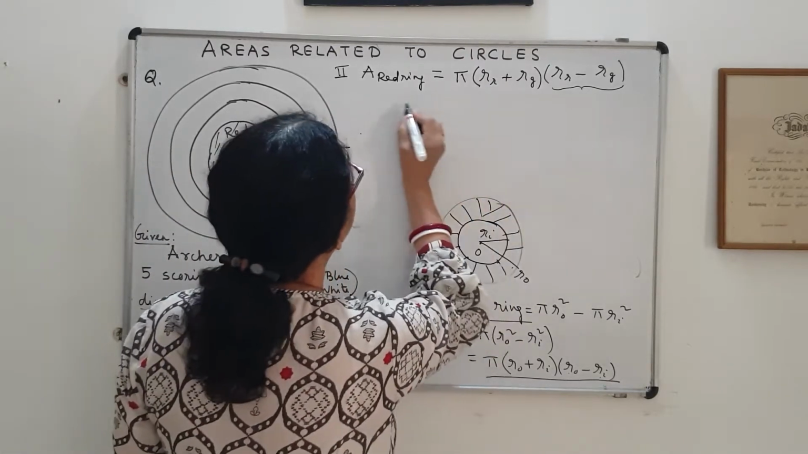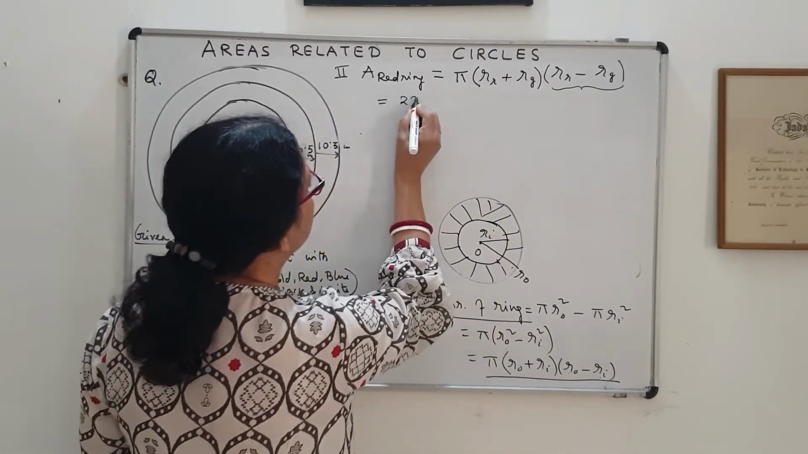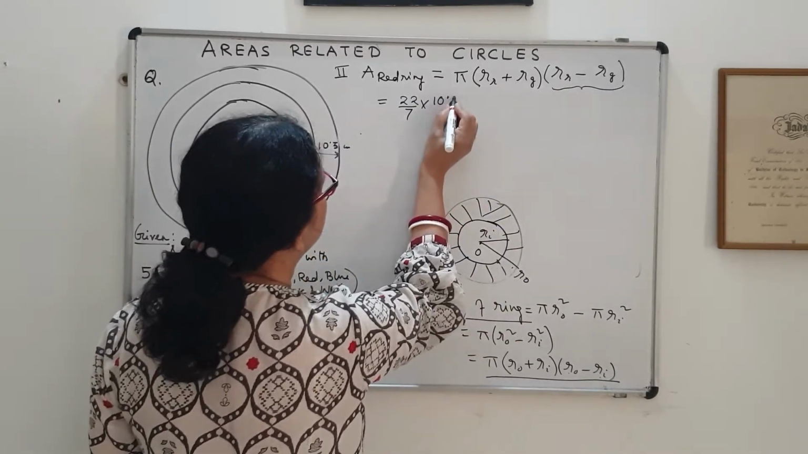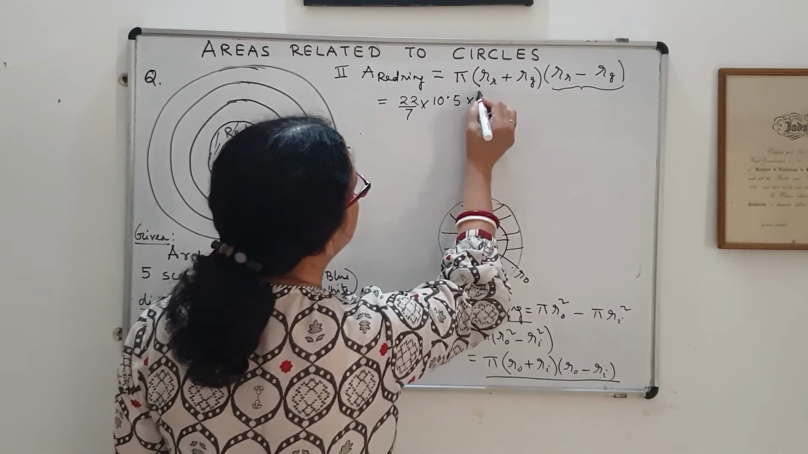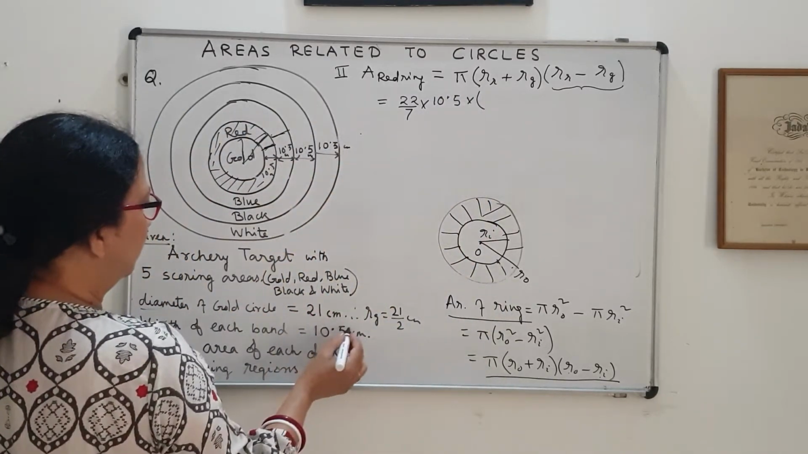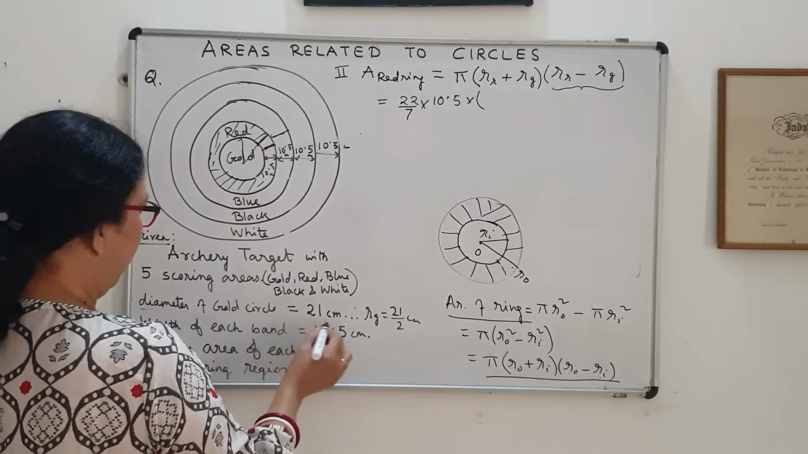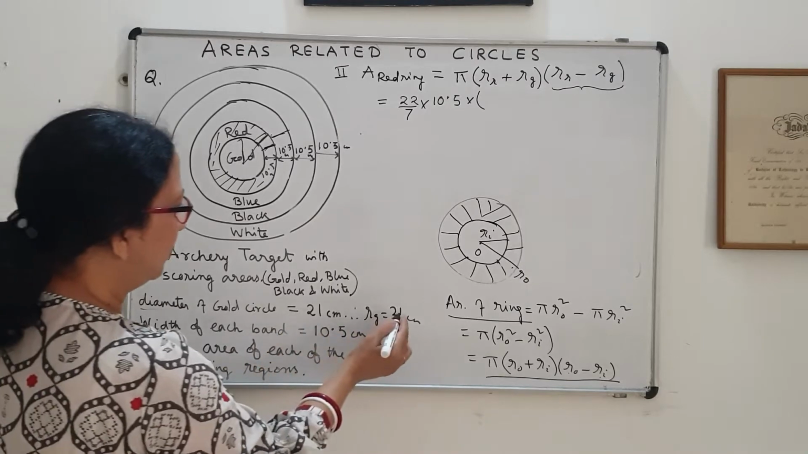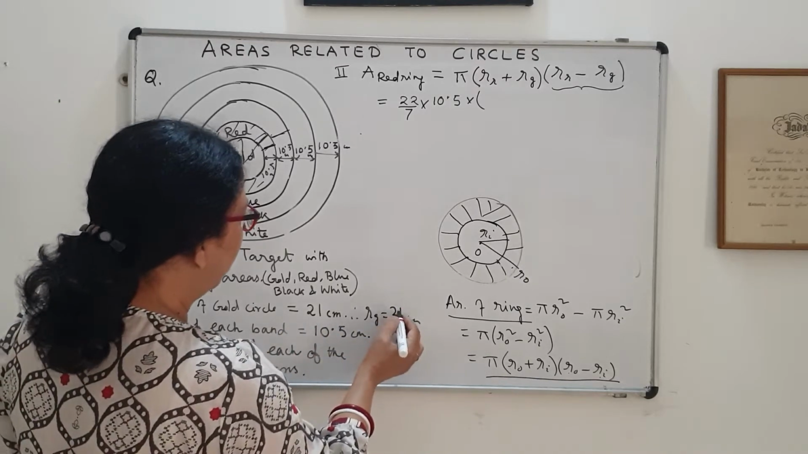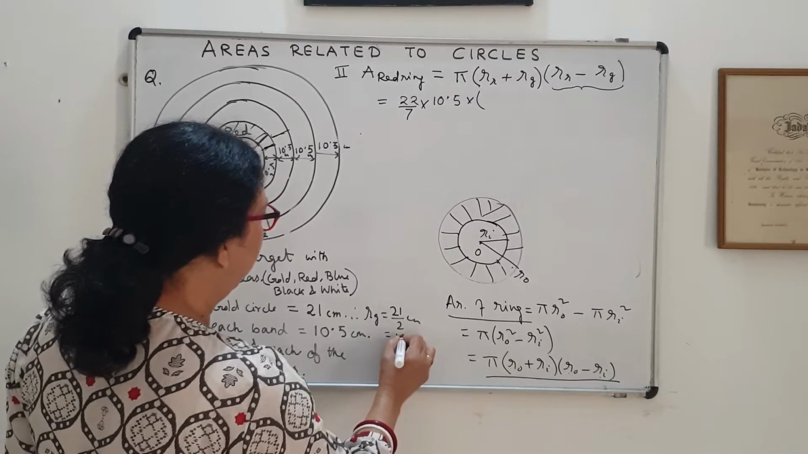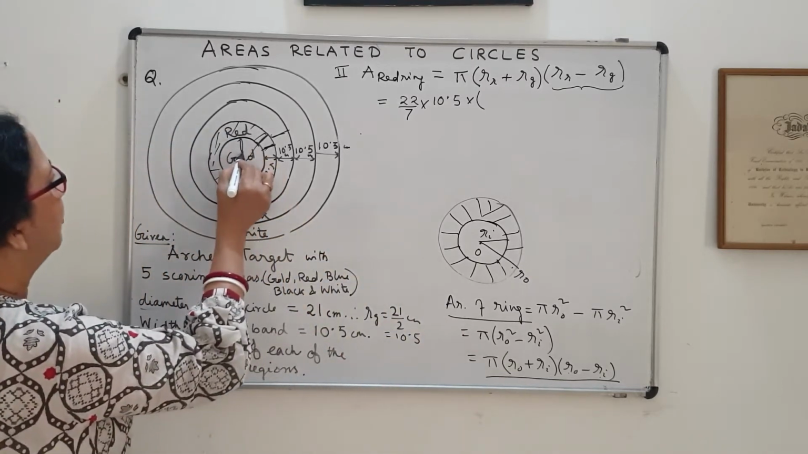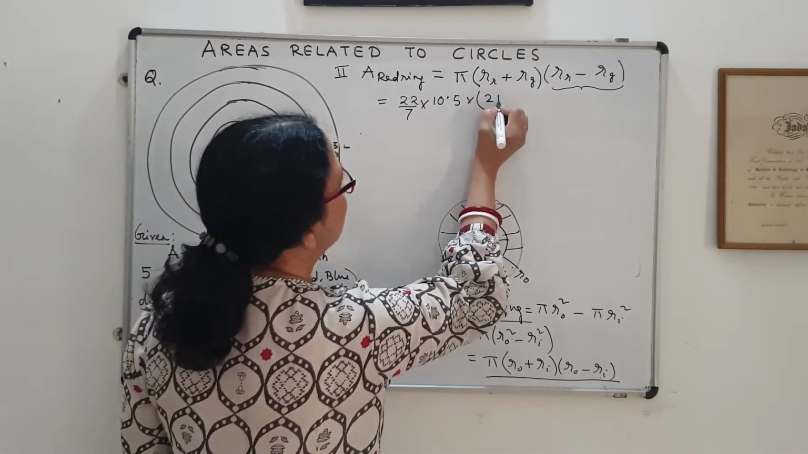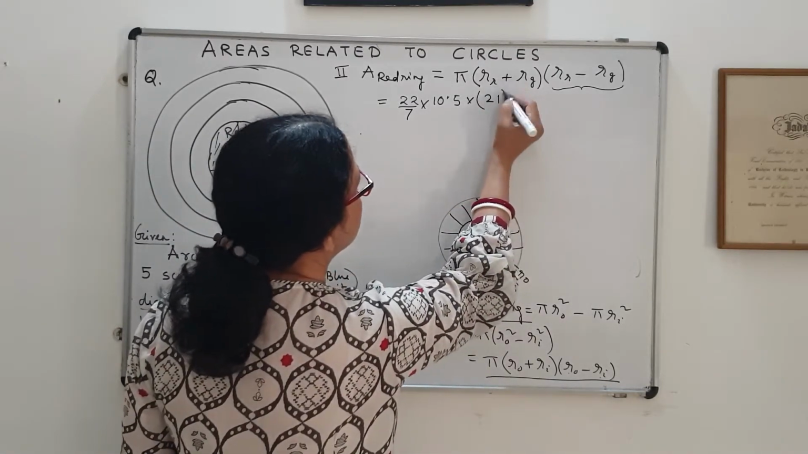So what will I do? I will write pi as 22/7 and this one as 10.5, and then the sum Rr plus Rg. Rr is red, and red is actually 10.5 plus 10.5, which is 21. So I write 21. This is the sum.